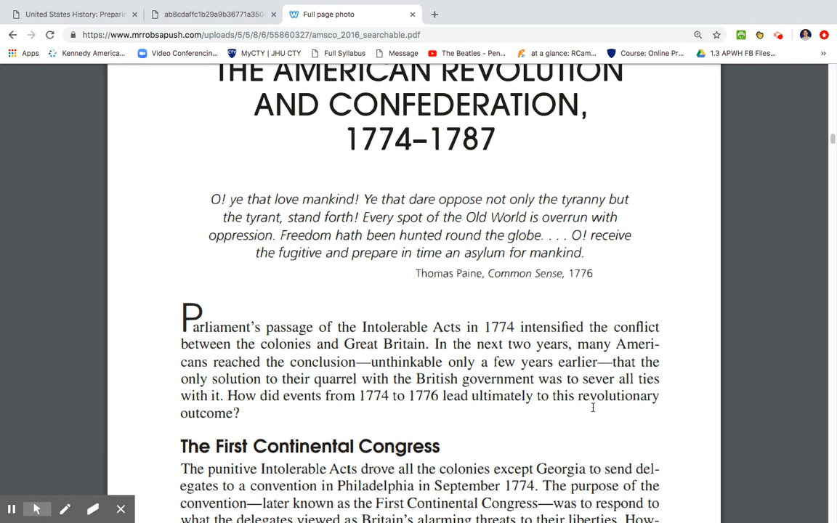Parliament's passage of the Intolerable Acts in 1774 intensified the conflict between the colonies and Great Britain. In the next 2 years, many Americans reached a conclusion, unthinkable only a few years earlier, that the only solution to their quarrel with the British government was to sever all ties with it. How did the events from 1774 to 1776 lead ultimately to this revolutionary outcome?